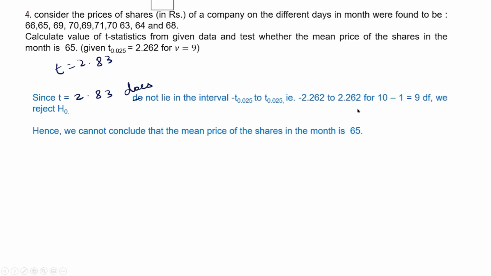Minus 2.262 to 2.262. So we reject H naught. Here we have to test whether the mean price of the shares in the month is 65. Since here we reject H naught, we have taken H naught as mu equal to 65. But we got the decision to reject H naught. As a result, we have to accept the alternate hypothesis. Hence, we cannot conclude that the mean price of the shares in the month is 65. So it means mu is not equal to 65.